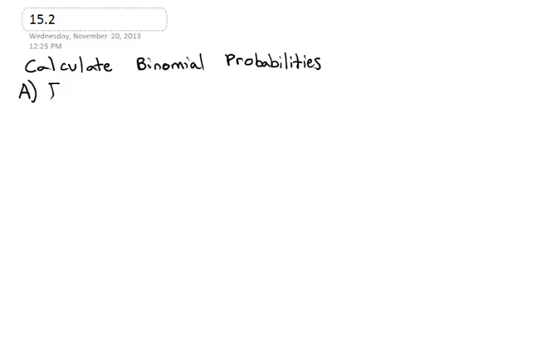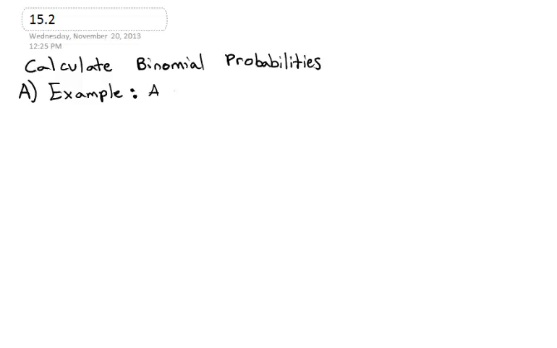Today we're going to take a look at a special type of probability problem called a binomial probability. So that's what we're doing. We are calculating binomial probabilities. And before we really get into defining what a binomial probability is and how it works, I want to take a look at an example that kind of sets up the thought process behind it.